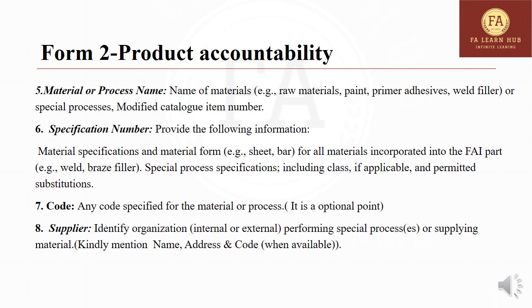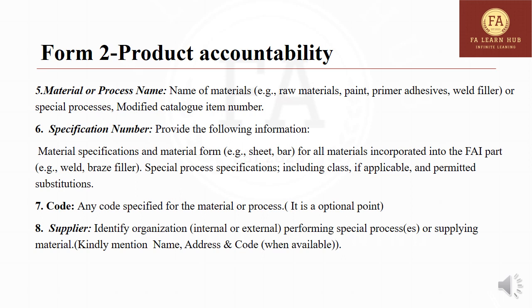Also, we can mention the paint if we are using any paint. If we are using any primer, we can mention it. If we are using any adhesives, we can mention it here. If it is a welding process, the welding filler used in that process, we can put it here. The next thing is we have to mention special processes. For example, if I have any wet process such as chromatization, plating, yellow chromatization, or any kind of outer coating, whatever special processes are used in this FAI product, we can put the special process name.